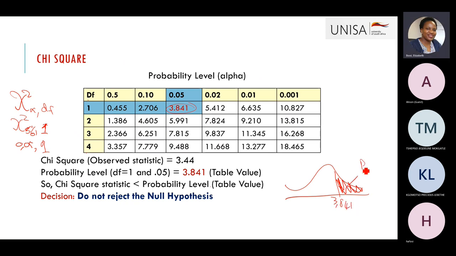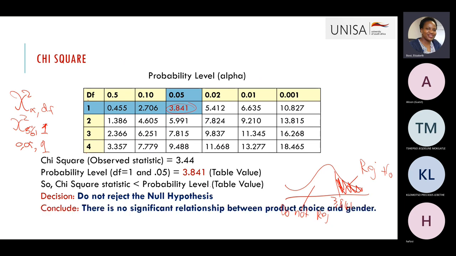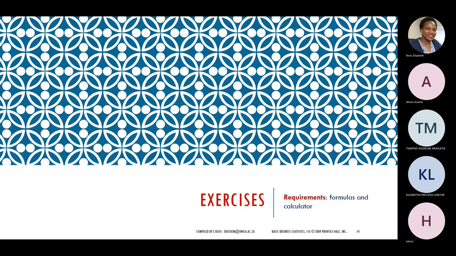Remember, anything that falls here, above 3.841, we reject the null hypothesis. Anything that falls here, we do not reject the null hypothesis. And that is how you do the test. And in conclusion, we say there is no significant relationship between the product choice and gender. That's it in terms of the chi-square test for contingency table.